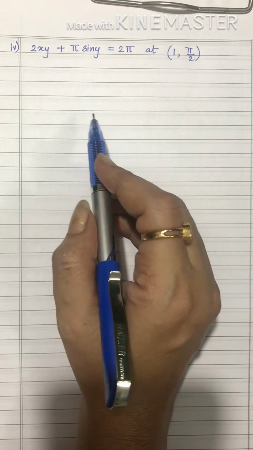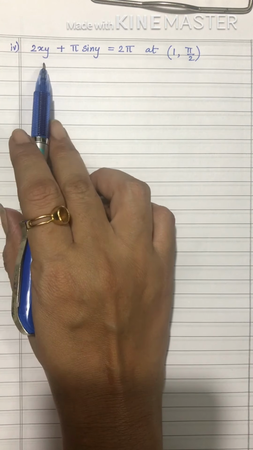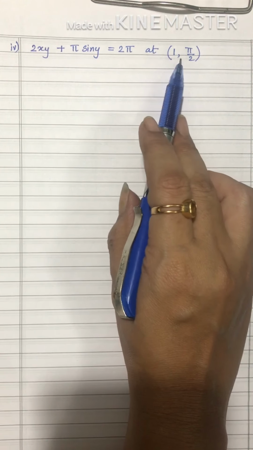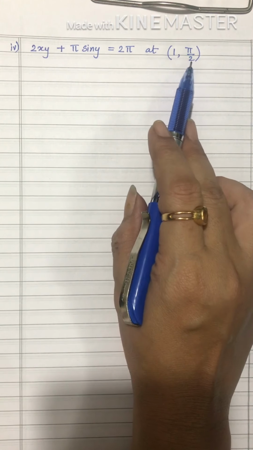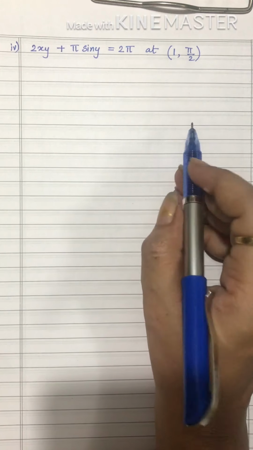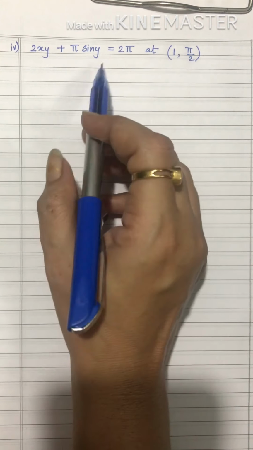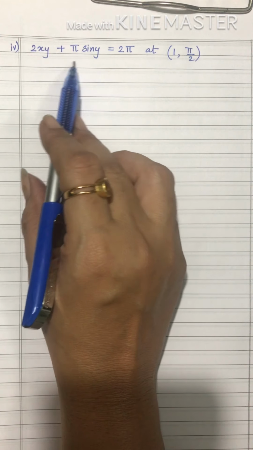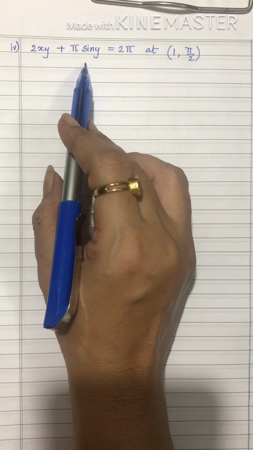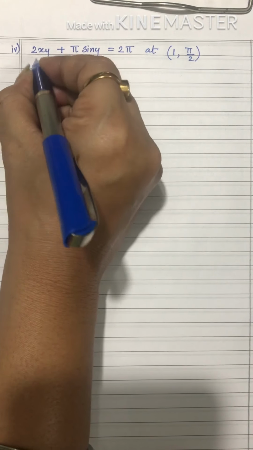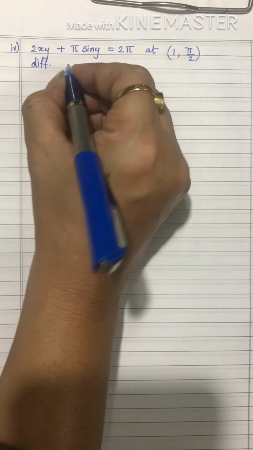Now here I've taken a different type of sum. 2xy plus pi sine y is equal to 2 pi at 1 comma pi by 2. Question remains the same. You have to find equation of tangent and normal at the given point. Okay, now why I said a different type of sum, because so far we have dealt with polynomials, finding their differentiation. Now here comes trigonometry in the picture. Again the steps remain the same.